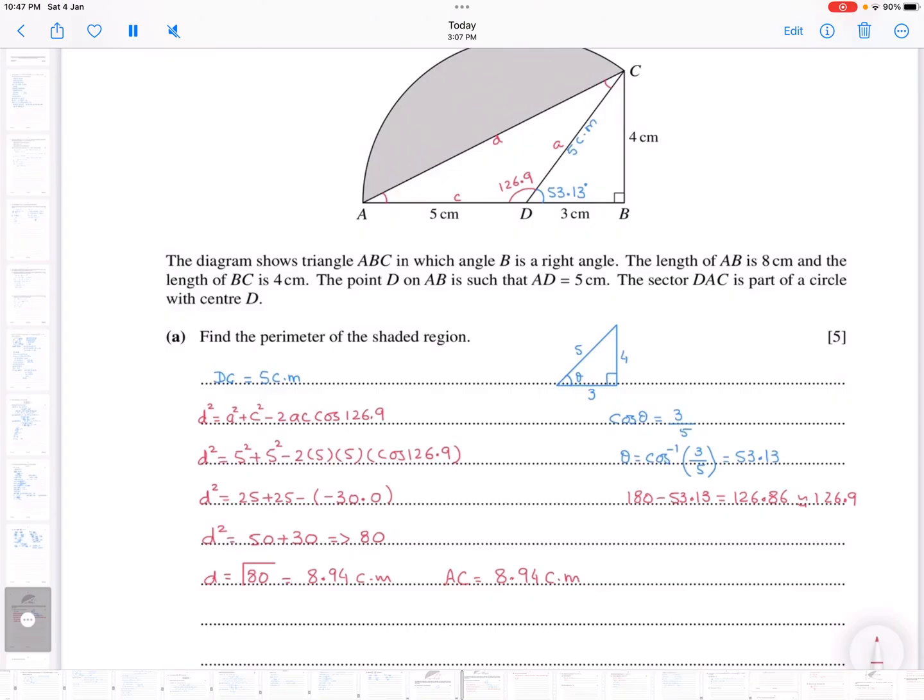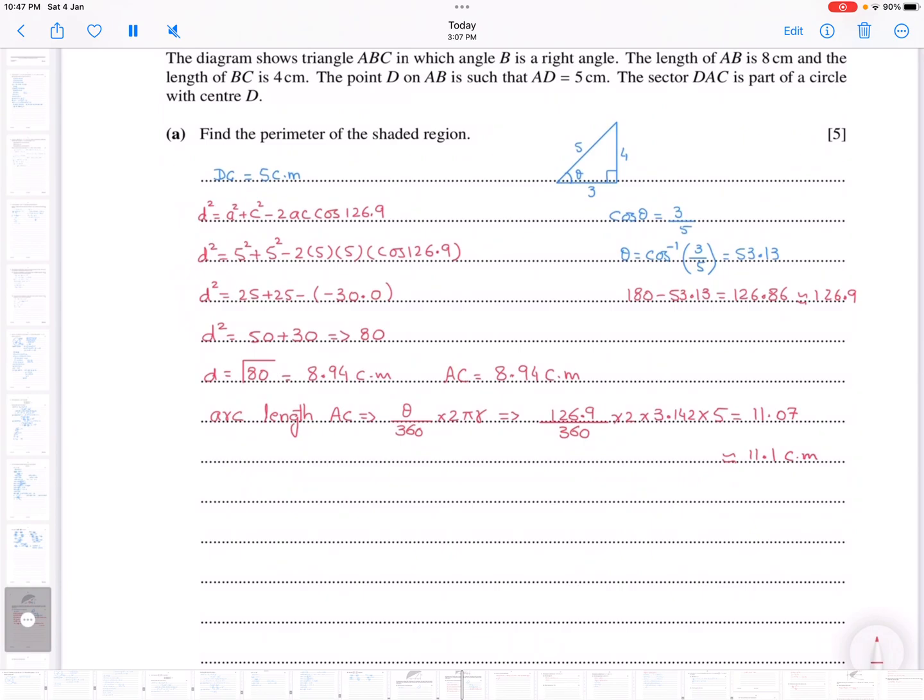Now let's try to find the arc AC. So I'm going to use theta over 360 into 2 pi r. The arc length AC is theta over 360 into 2 pi r. So theta is 126.9 over 360 into 2 into 3.142 into radius 5. So my arc length is 11.07. So now you add both of them. Add the value of AC and the arc length AC, and you will get the perimeter of the shaded region.